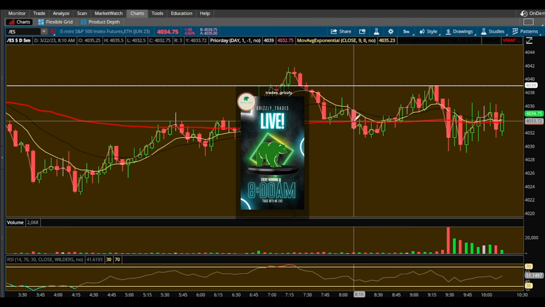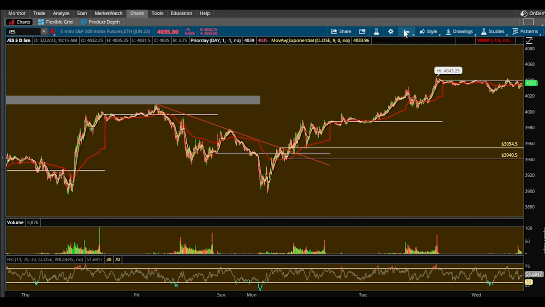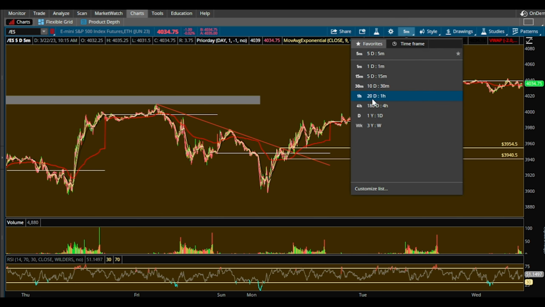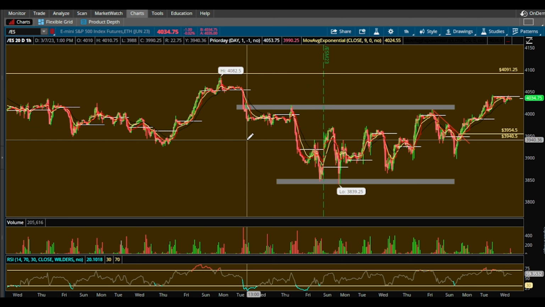Let me show you better setups, what I look for when trading futures. Just let me zoom out here. Let's go to the hourly time frame. You can see this a little better on the hourly time frame. See, I like trading supply and demand when I'm trading the futures.